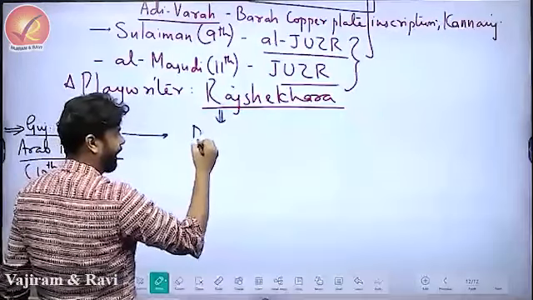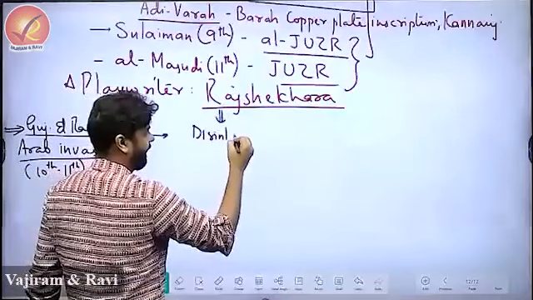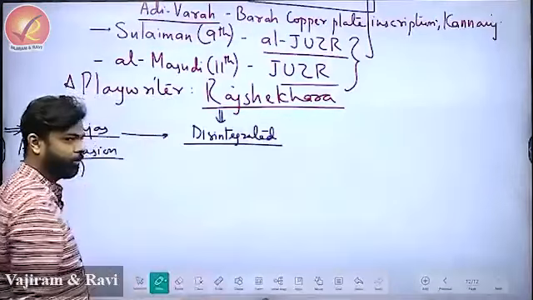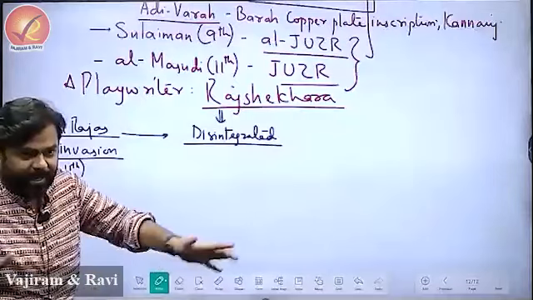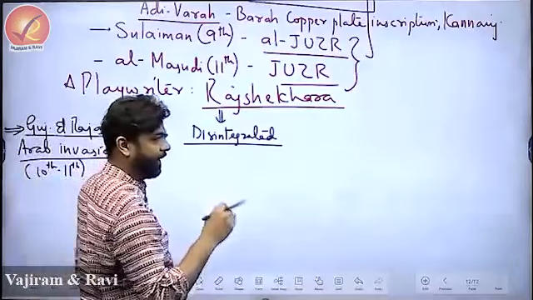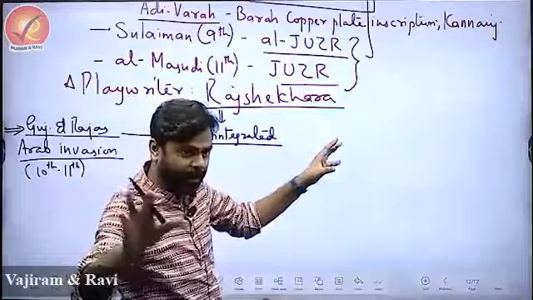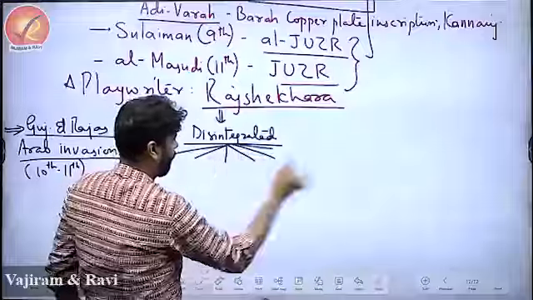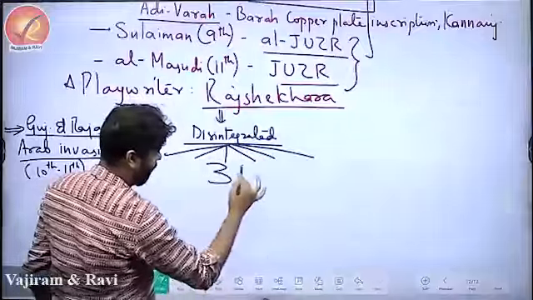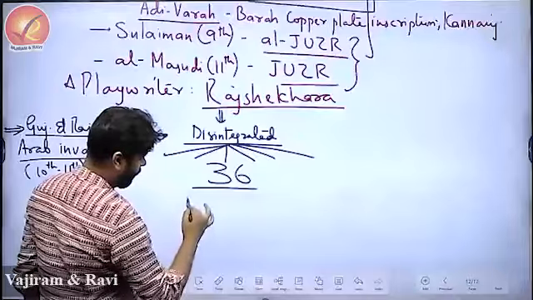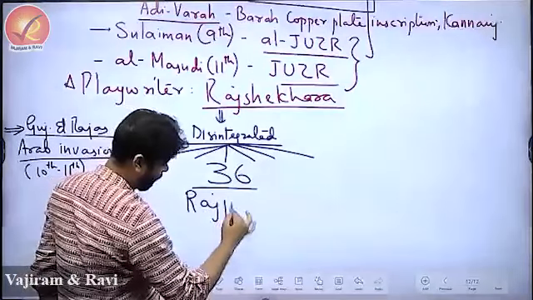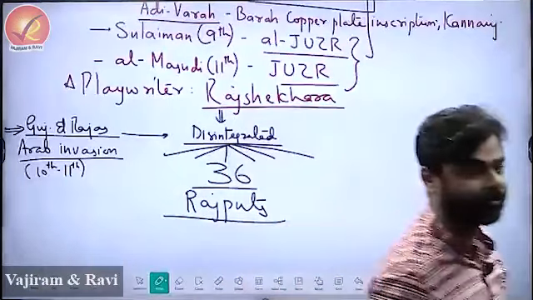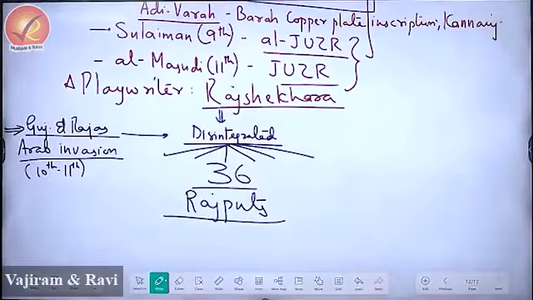The Gurjara Pratihara disintegrated, just like Guptas were disintegrated because of the coming of the Huns. The Gurjara Pratihara disintegrated, and once again many packets of Gurjara Pratihar were created. The total number of packets is 36. These 36 packets today are called Rajputs. The Rajput kingdoms. Understood how Rajputs came about? All right.